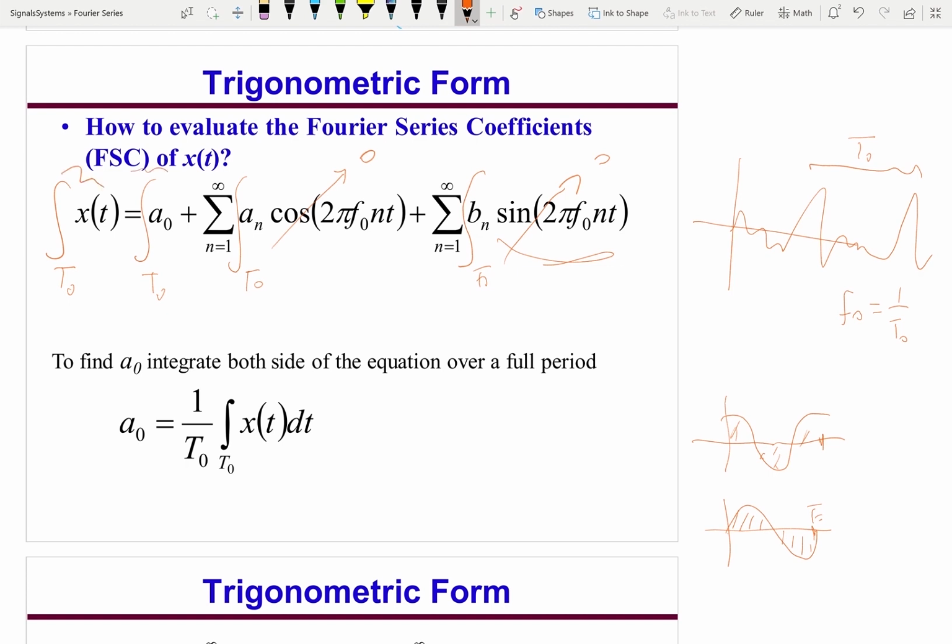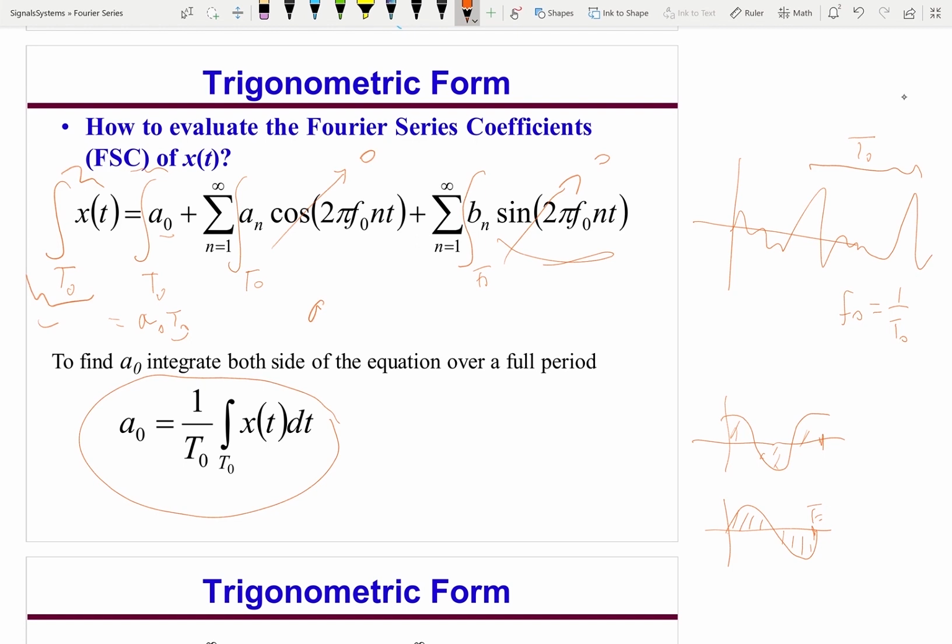And the integral of A0, which is a DC, over a full period will be A0 T0. And this is the integral of x of t. Divide both sides by T0, and that's what you will get, the DC. And that's how we find the DC.